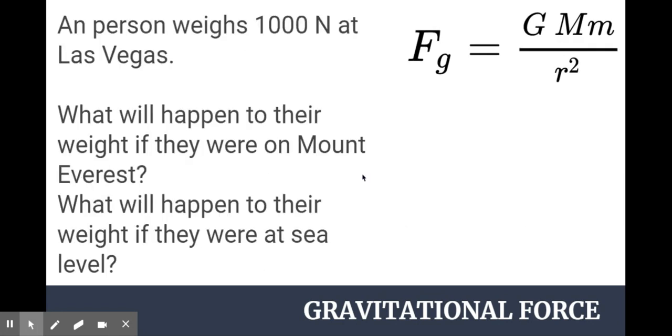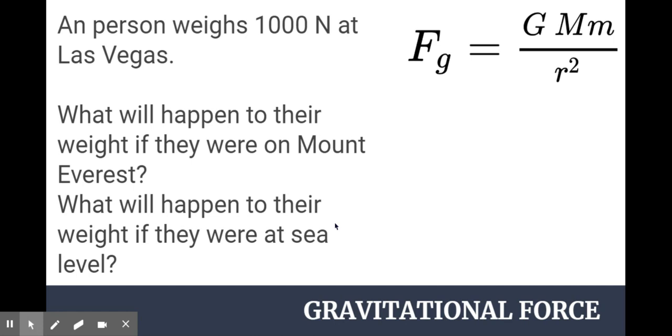All right? So let's say a person weighs 1,000 newtons. That's their force of gravity. 1,000 newtons at Las Vegas. What will happen to their weight if they were on top of Mount Everest? Also, what would happen to their weight if they were at sea level? You don't have to actually calculate it, but just use what we know about the equation and tell me what would happen to the weight of this person if they were suddenly in different locations.